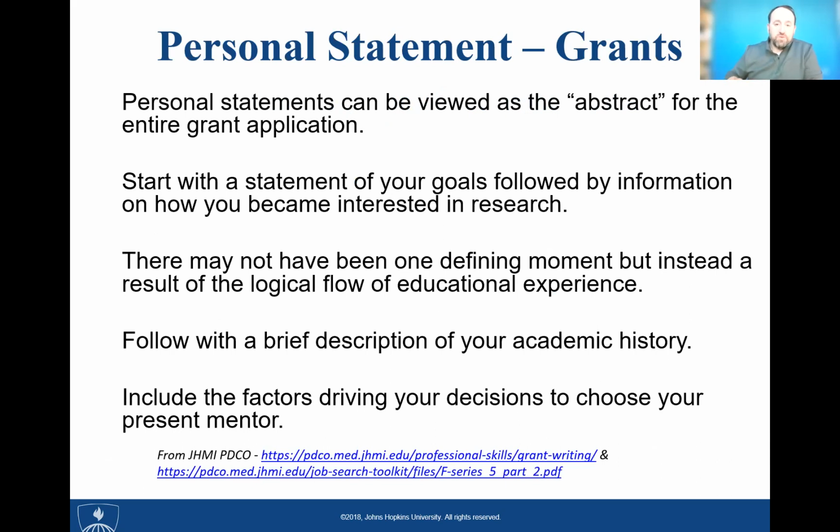When you're writing these for grants, you might want to think of a personal statement as more of an abstract of your overall grant application. That statement of goals can be followed up by what you're interested in doing your research in. It can always include a brief academic history, and also the factors that go into your decision about what you want to do. Maybe it's because there's a certain faculty member you want to be mentored by. So if you're creating a personal statement for a grant, you have to keep these things in consideration. These might be some of the things the committee or directors are looking for when reviewing and reading through these statements.